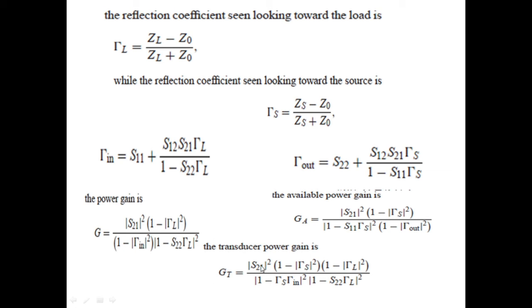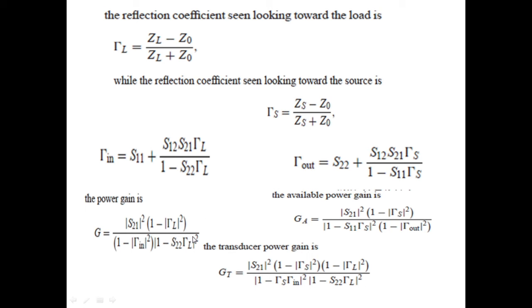Similarly, the transducer power gain formula is GT equals mod of S21 the whole square into 1 minus mod of gamma S the whole square into 1 minus mod of gamma L the whole square, divided by mod of 1 minus gamma S gamma in the whole square into mod of 1 minus S22 gamma L the whole square.